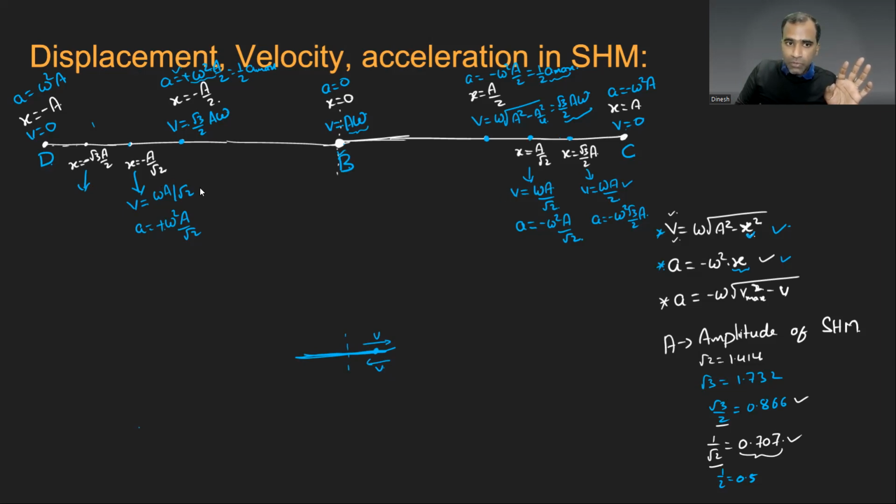Velocity is omega a by root 2, here also omega a by root 2. The acceleration magnitude is the same, omega square a by root 2. But we can get the direction for acceleration because it is only a single direction at the same point, when you're traveling to and fro. Right. Purnashri, can you tell me the value here?